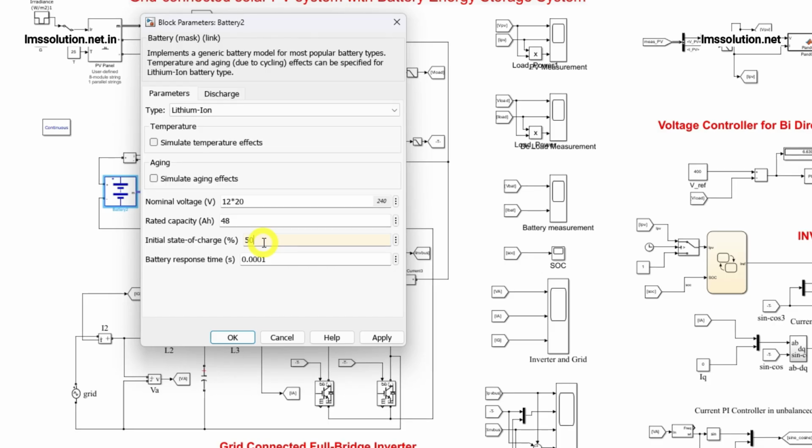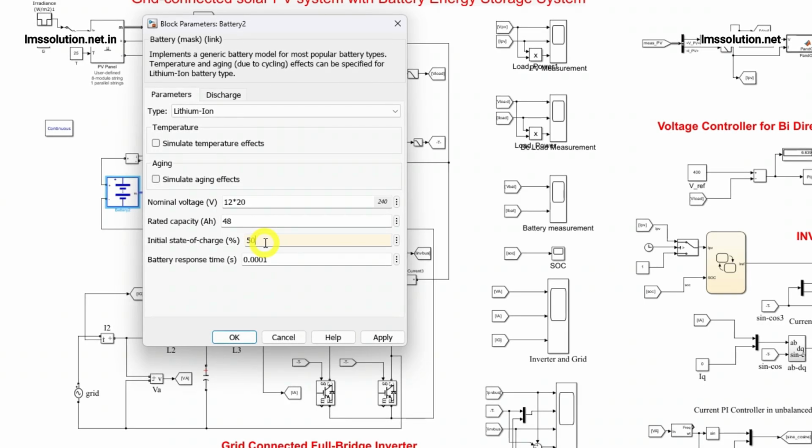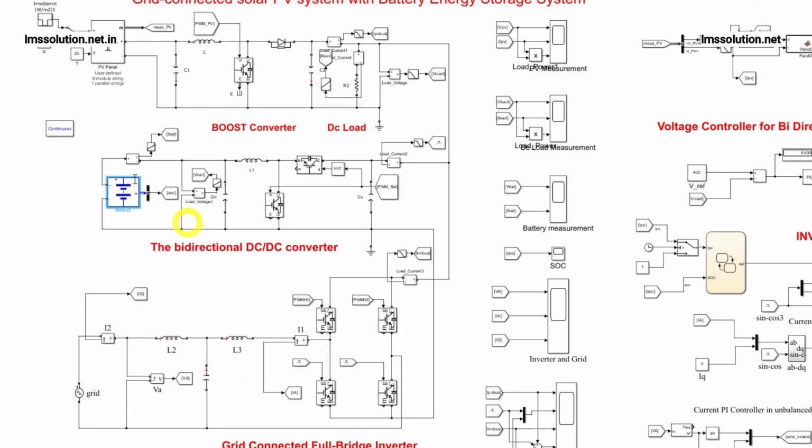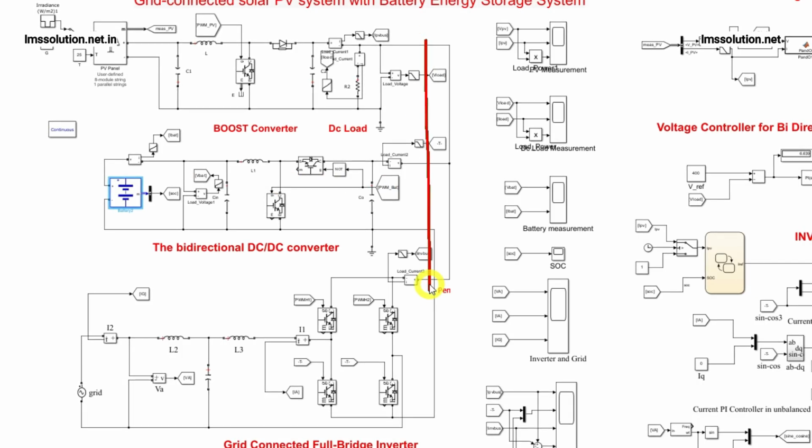Later I will explain the details, because we are going to control the system according to the SOC of the battery as well as the power availability of the PV. So this is the battery detail, and the battery is going to be connected to the DC bus. How are we going to connect this battery?